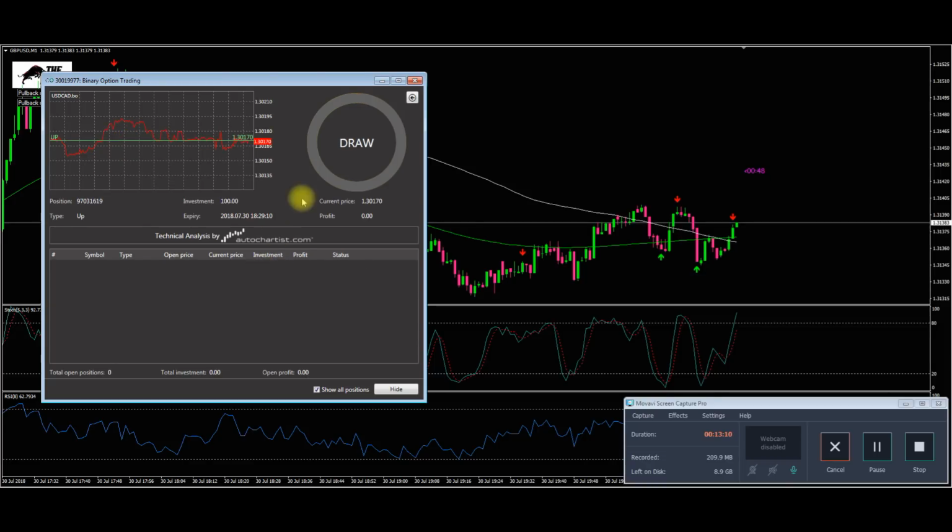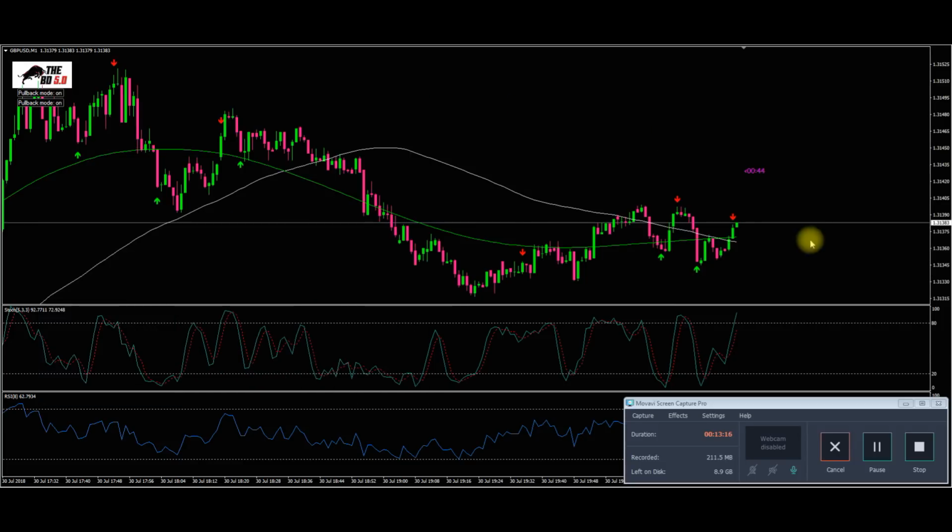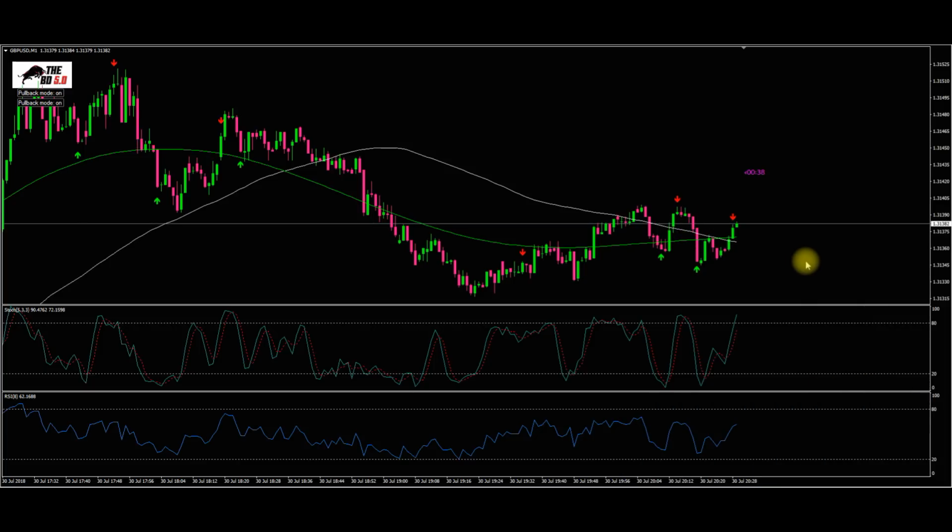Draw, draw. There we go. And I had a draw in a while. So 9-0, 1 draw. Here's a perfect example, and we could actually get into another trade now.